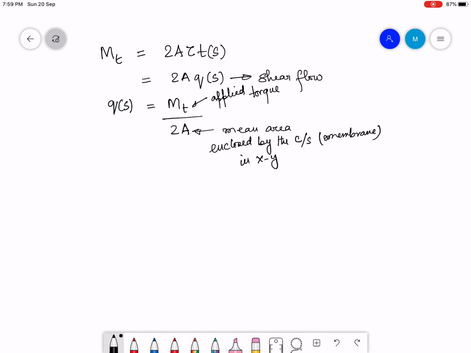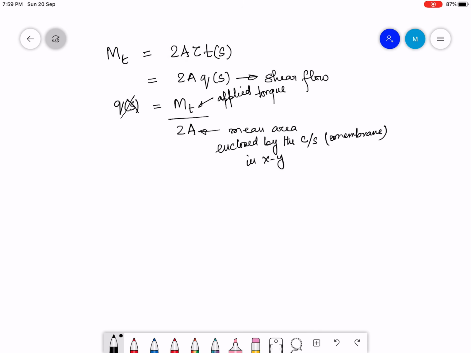Okay, so Mt is a single value for a given problem. Now A is also constant for a given shaft. So q_s cannot be a function of s, so this has to be q. Therefore we can say that for a shaft under a given applied torque, the shear flow is uniform all along the cross section and it does not vary with s. It is a constant value.